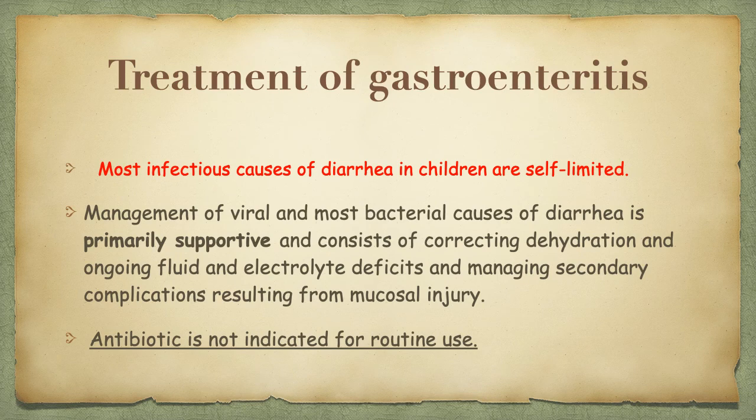Management of acute gastroenteritis. After knowing that most infectious causes of diarrhea in the pediatric age group are self-limited, management of viral and most of the bacterial causes of acute gastroenteritis is mainly supportive. That means we should correct any degree of dehydration and replace the ongoing fluid and electrolyte deficit. We have to manage any secondary complication that results from mucosal injury. Antibiotic is not routinely used in the pediatric age group.